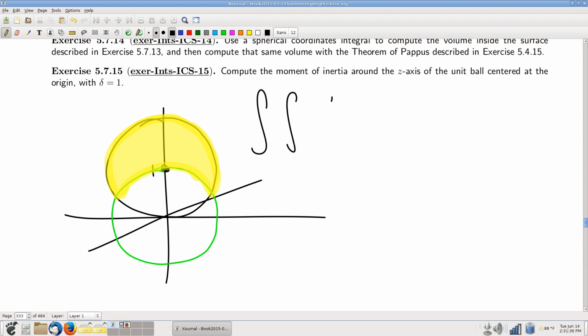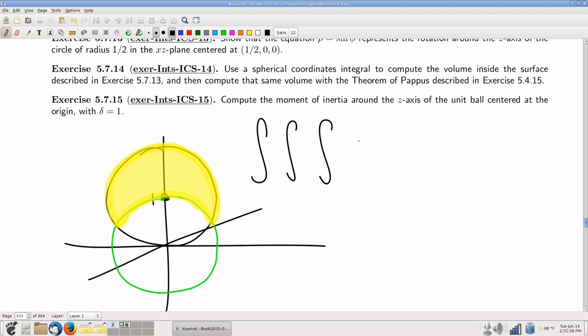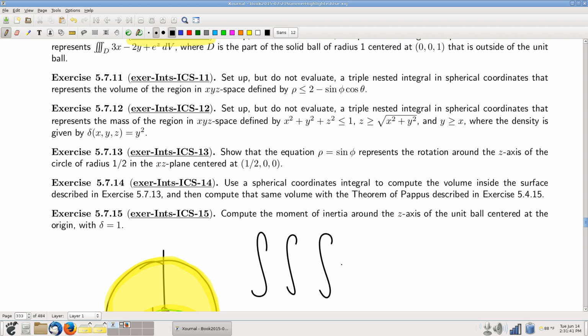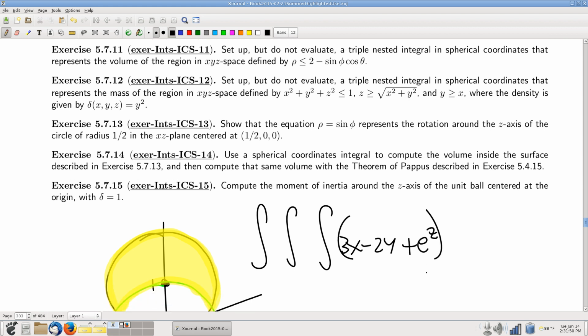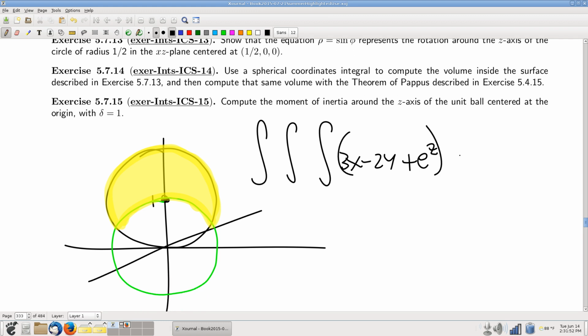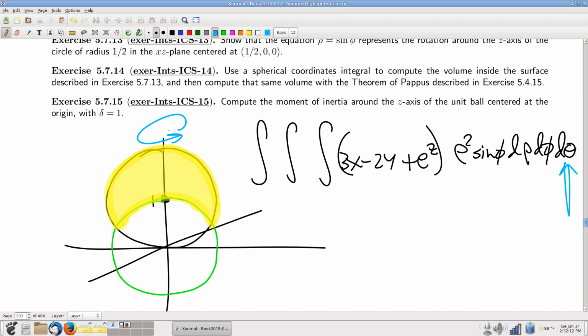We're going to be doing a triple nested integral. There's going to be some integrand. What's the integrand? 3x minus 2y plus e to the z. Okay, fine. And then our volume form. And don't forget rho squared sine phi d rho d phi d theta. Write all that down first so we don't forget the stretching factor. All right, so one at a time then. What is the range of values of theta? Well, theta goes all the way around, so 0 to 2 pi. Is that cool? Yeah.